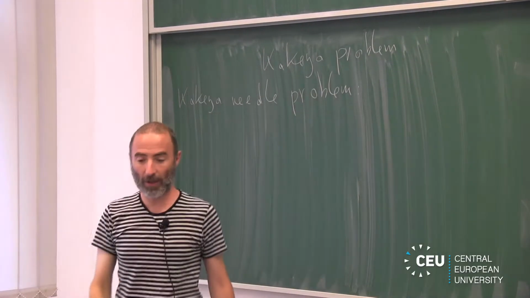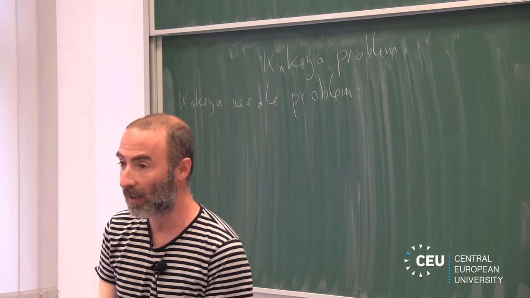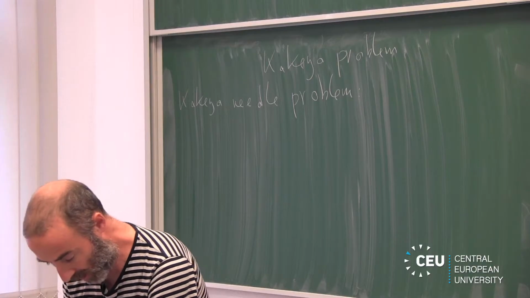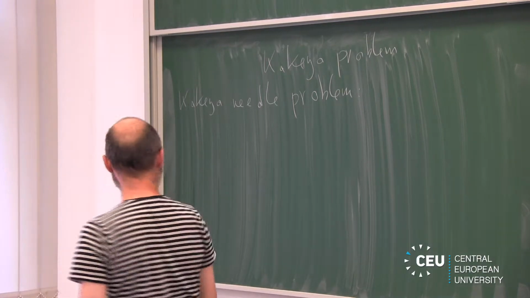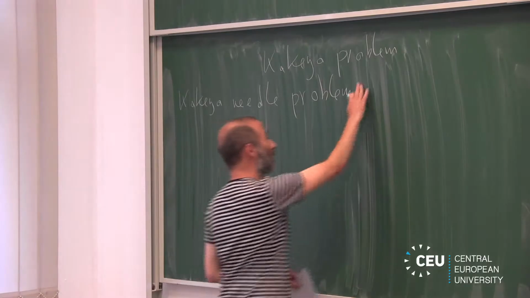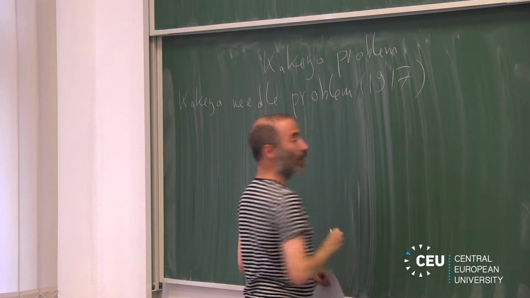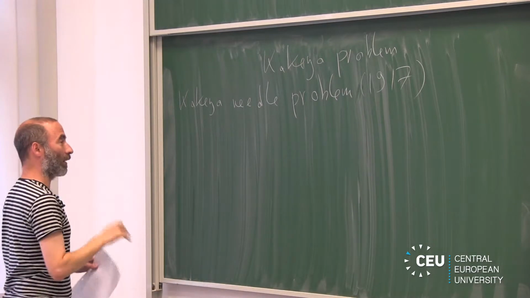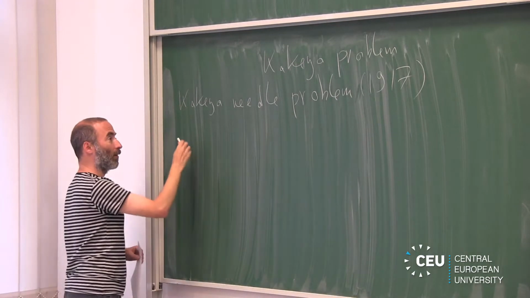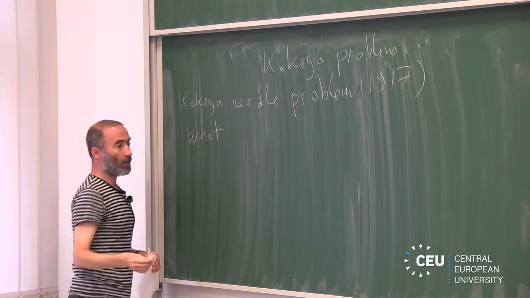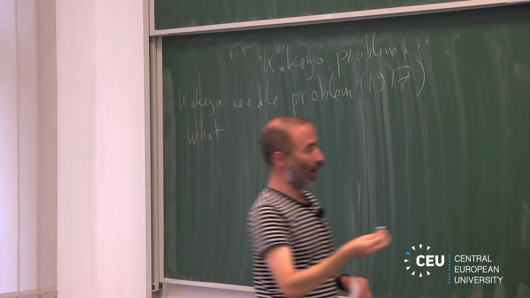My handwriting is quite awful, so if you cannot read something, it's not your fault, but my fault. So please let me know if something you cannot read. Kakeya asked this almost 100 years ago in 1917. And this is the last thing he did, essentially, about the whole stuff. So his question was the following. First I tell you and then I ask.